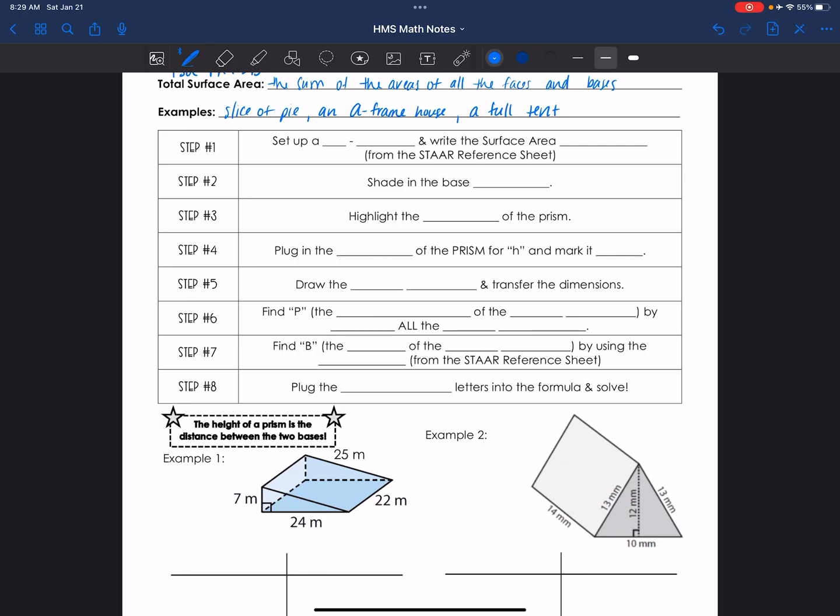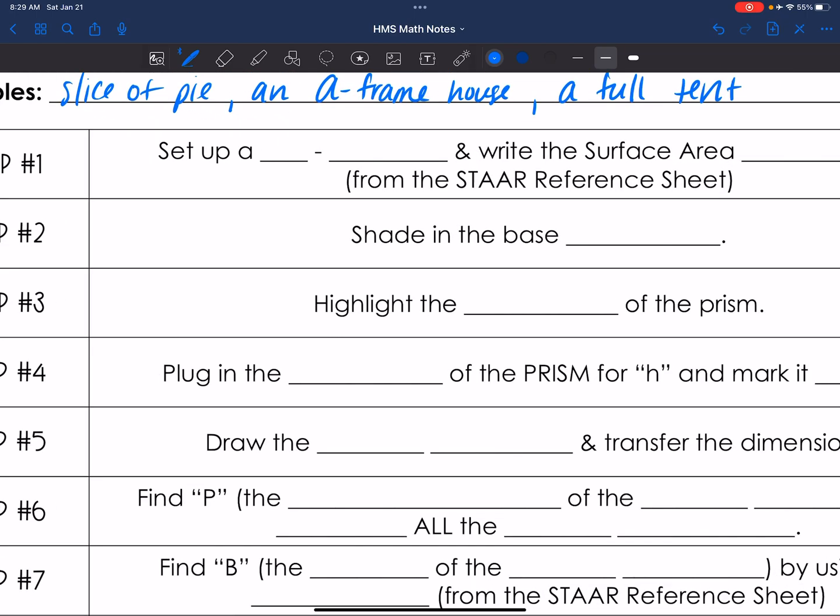Okay, let's go through all these steps, and then, like usual, I'm going to do an example. We're going to kind of walk through it, and then I would like you guys to get ahead and try the second example on your own. So, first things first, let's set up a T-chart and pull out our formulas.